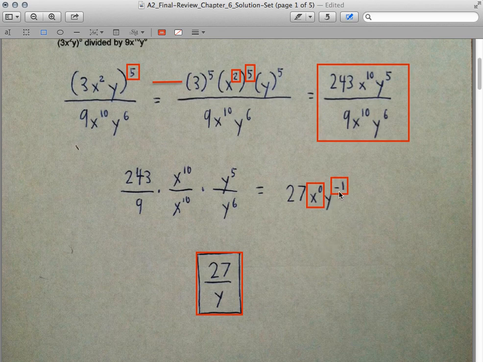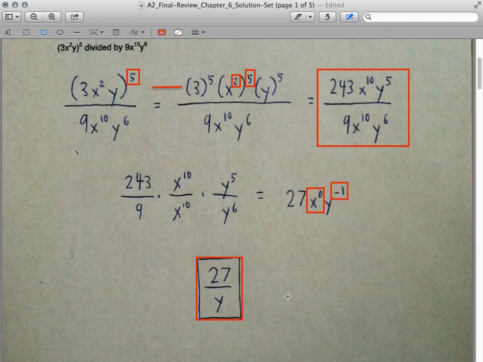In this case, we have y to the negative first, so that would become 1 over y, because y as a fraction is y over 1. The reciprocal is 1 over y raised to the positive power of 1. So y gets dropped to the denominator, to the positive 1 power. 27 stays in the numerator of our solution. And hence 27 over y is our simplified expression from our original, more complex expression up here.